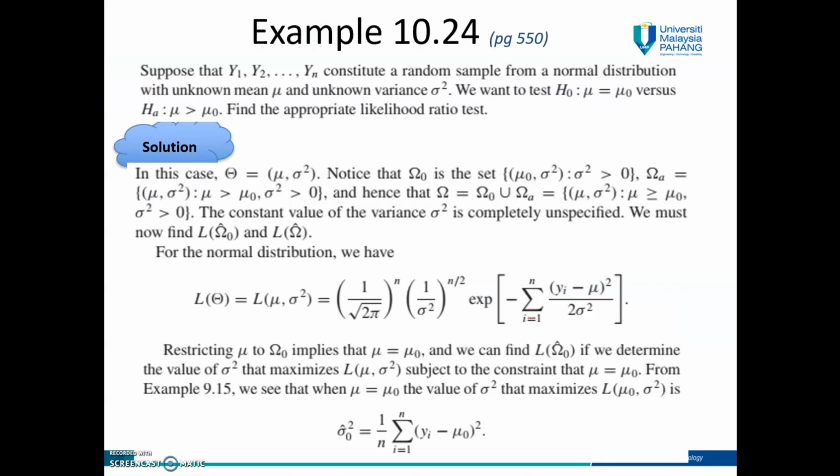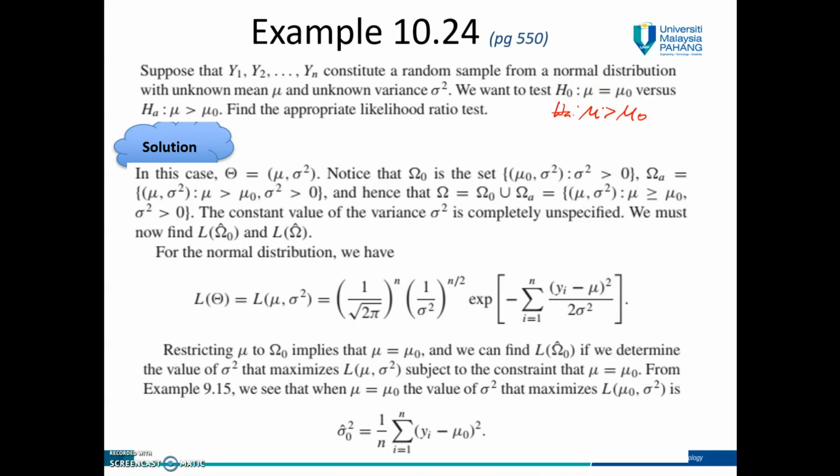Alright, so look at example 10.24, page 550. Suppose that y1, y2, ..., yn constitute a random sample from a normal distribution with unknown mean and unknown variance. You can see this random sample follows a normal distribution with mean mu and variance sigma square, and we don't know the values. We want to test H0: mu equal to mu naught versus HA: mu greater than mu naught. So you can see here you have H0 and the alternative HA.